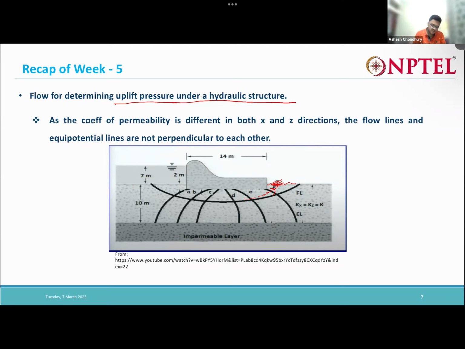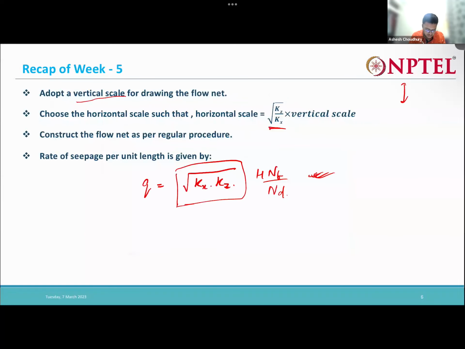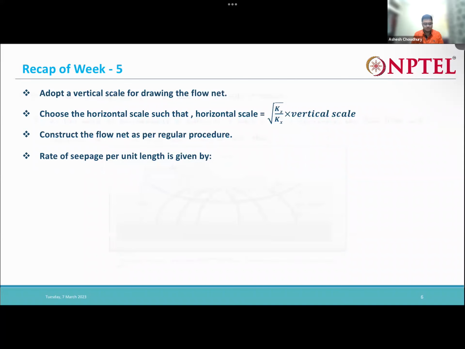So if the coefficient of permeability in x and z directions are not the same, then obviously we know that the flow lines won't be perpendicular to each other. And if it is the same, then they will be perpendicular to each other. If it's not the same, we need to convert it, use the changed scale, draw in that new scale, and then use this equation to determine the flow.